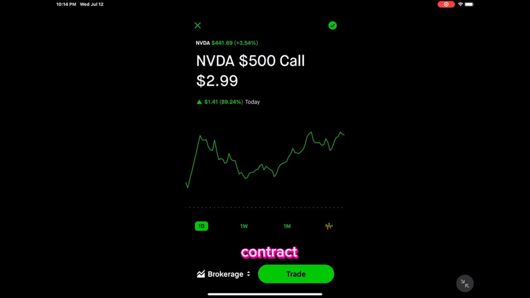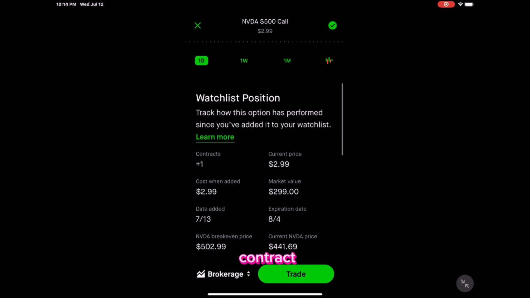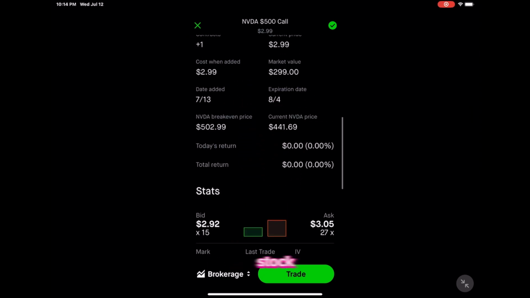When you do buy a contract, you're going to see this diagram, something similar to this. Now, if I would have bought this $500 call, it would have cost me approximately $299. This is very important to know because, as you can see, the price of the contract moves throughout the day depending on how the stock moves.